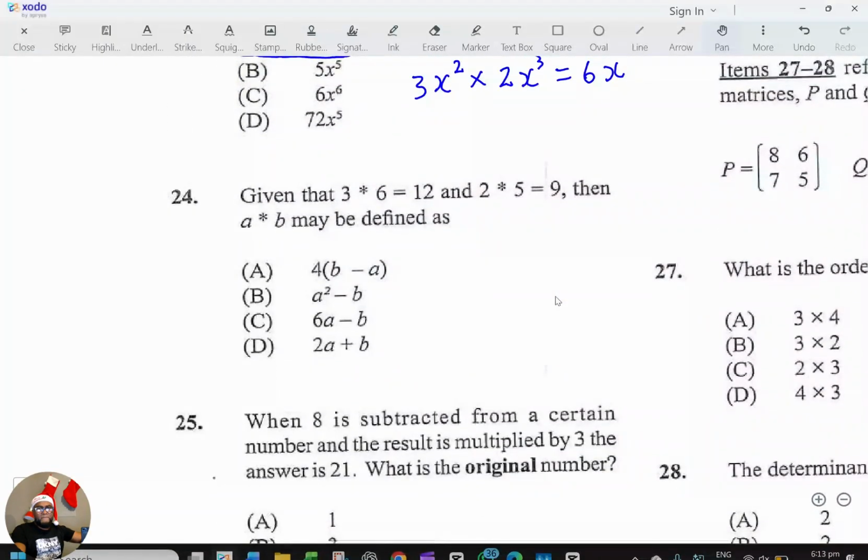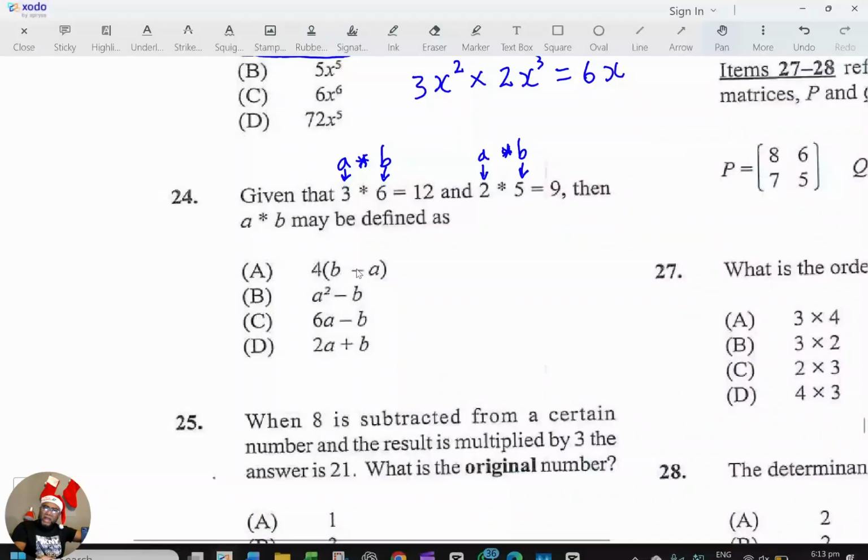We go in here now. Binary operations, right? They said given that 3 asterisk 6 is equal to 12, and 2 asterisk 5 is equal to 9, then A asterisk B may be defined by which one here? So we actually have to test it. Let me test 3 asterisk 6 in this one here. For the first one, A is 3 and B is 6. For the second one, A is 2, B is 5.